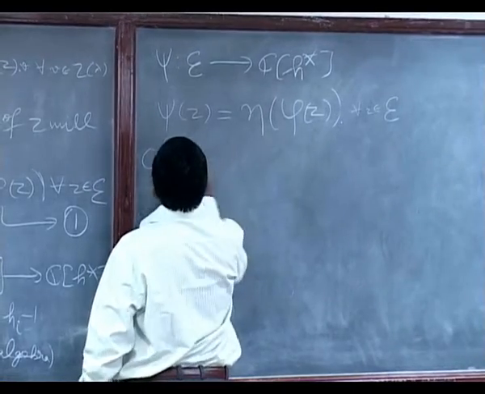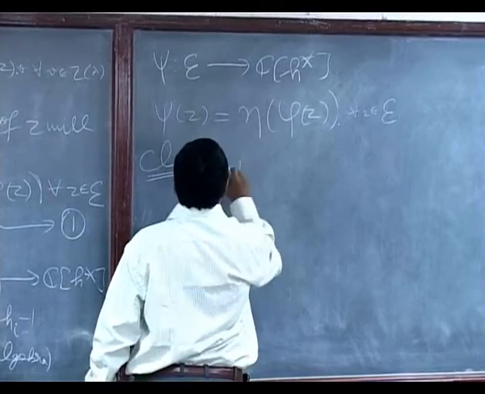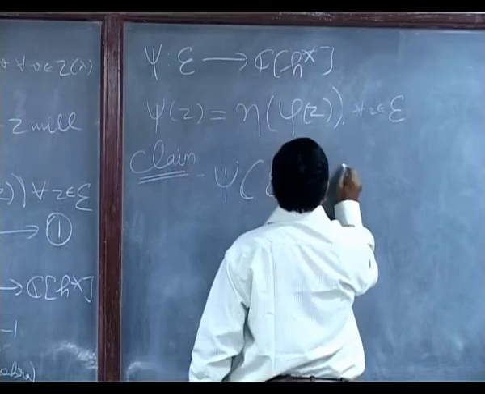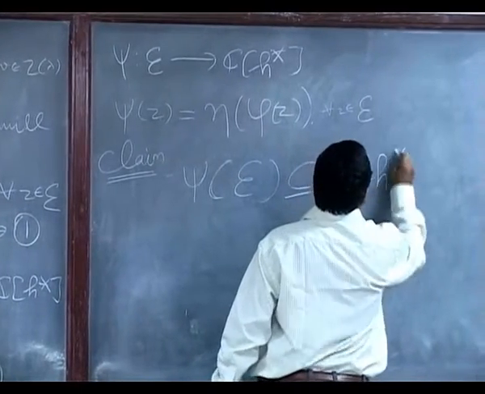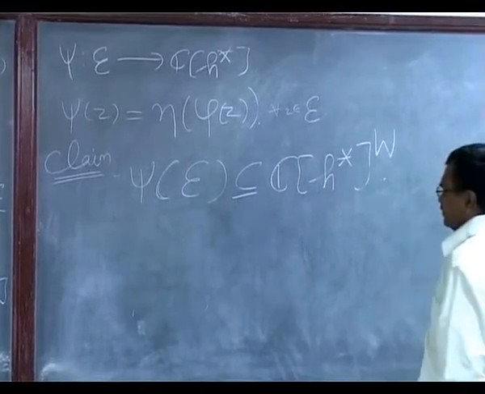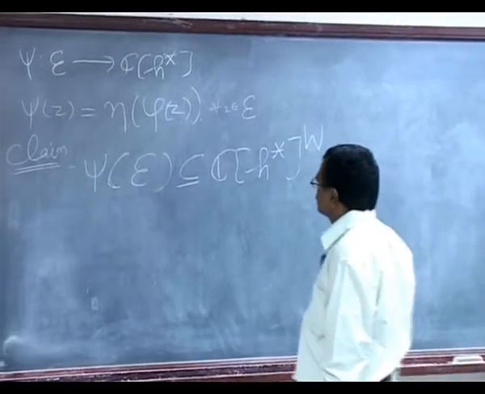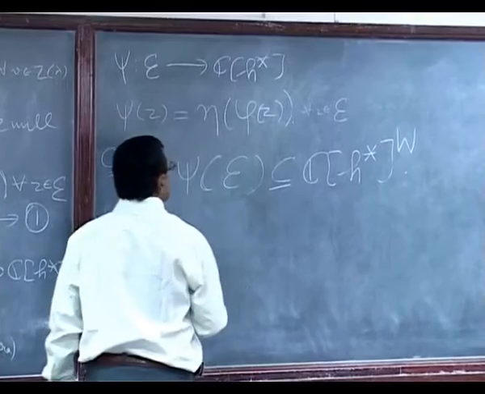This is step 2. The claim is that psi of the center is contained in the W invariants. This is the claim. Okay, so how do we prove that?